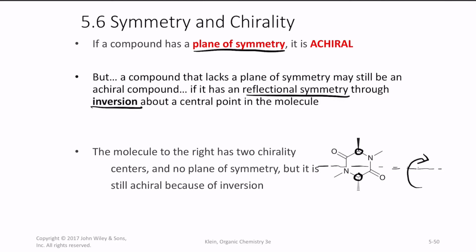Because this still does not have a plane of symmetry per se, but it does have a reflectional symmetry, where the reflection of the image can also cause the same molecule to form. So this is an example of a molecule that has reflectional symmetry through inversion about a central point in the molecule. This is the central point. Which means that if I move this downward, then this goes upward, and the molecule will stay the same. So this is the idea behind the molecule to the right that you have here.